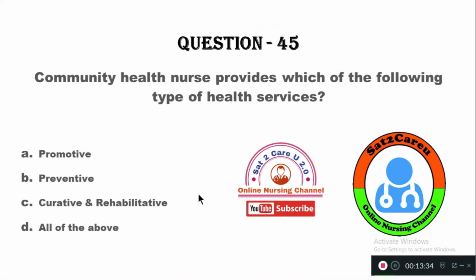Question number 45. Community health nurse provides which of the following type of health services? Option A, promotive, B, preventive, C, curative and rehabilitative, D, all of the above. The community health nurses provide all the mentioned services like promotive, preventive, curative and rehabilitative.